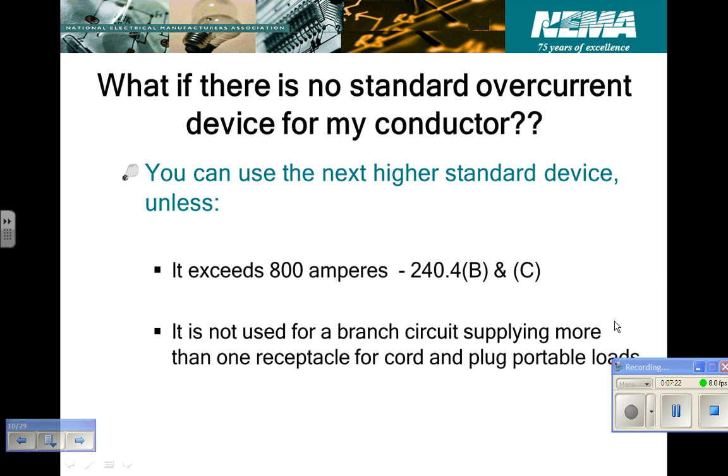In other words, it's saying you can, if. Is that correct? You need to understand what this is saying. If there's no standard overcurrent protection for my conductor, you can use the next higher unless it is used for a branch circuit supplying more than one receptacle for cord and plug portable loads. So what is it saying about cord and plug receptacle loads? Does that mean you can or cannot? Well, we'll look that up in the code book soon, between now and next week.